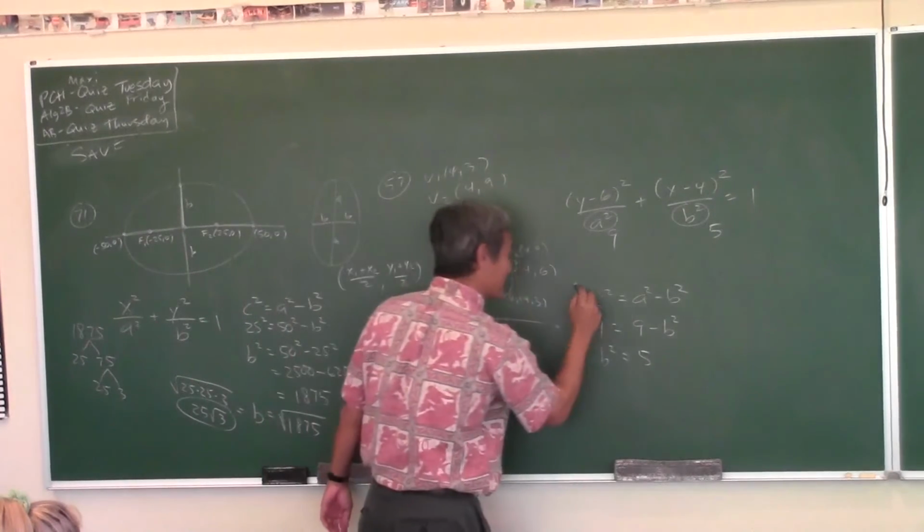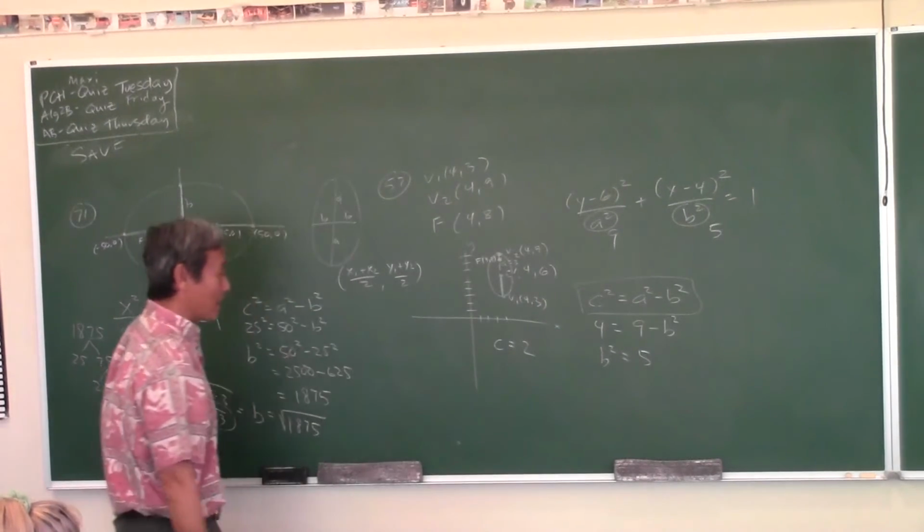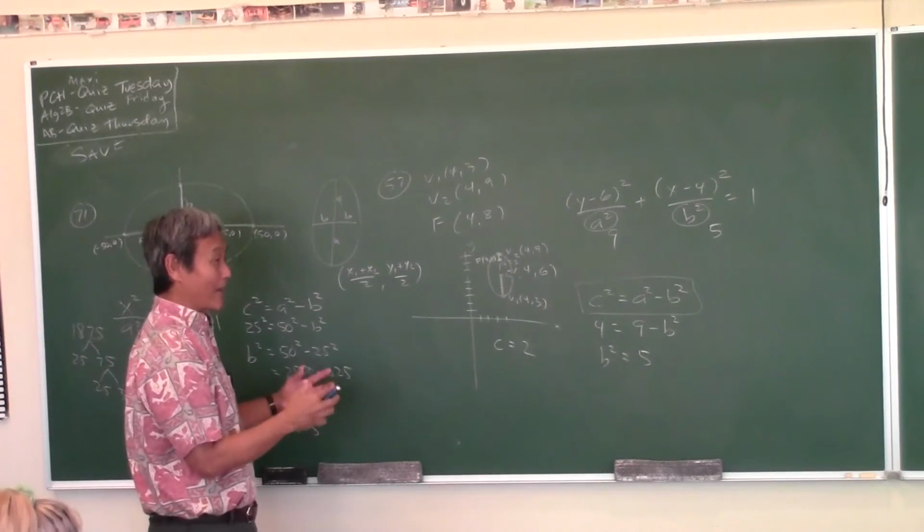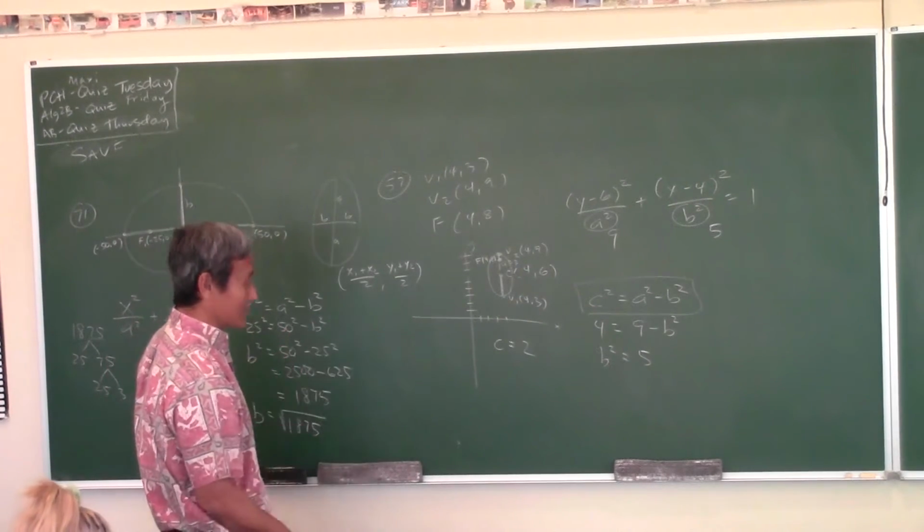I'm telling you guys, this is the key to solving ellipse problems right there. c squared equals a squared minus b squared. Besides knowing what a, b, and c mean, that's the equation that you've got to know.